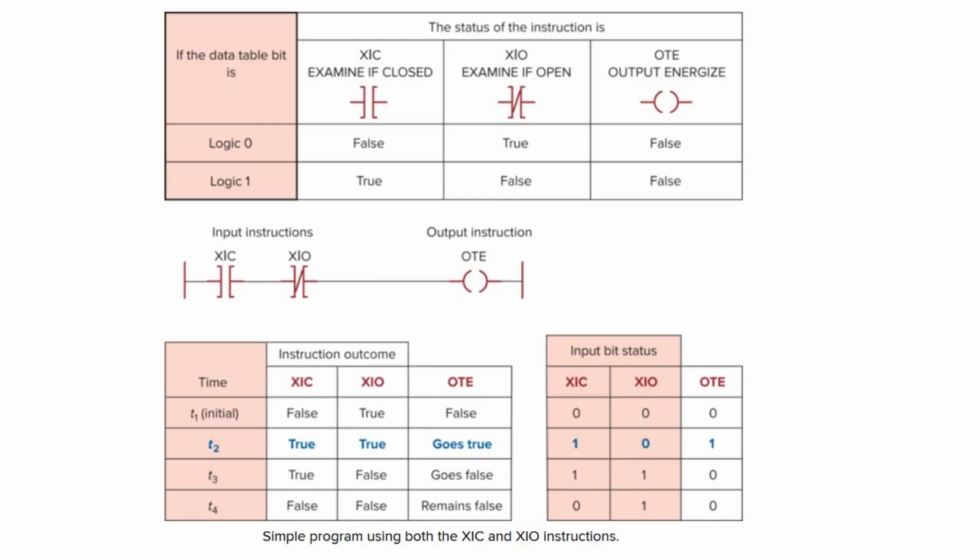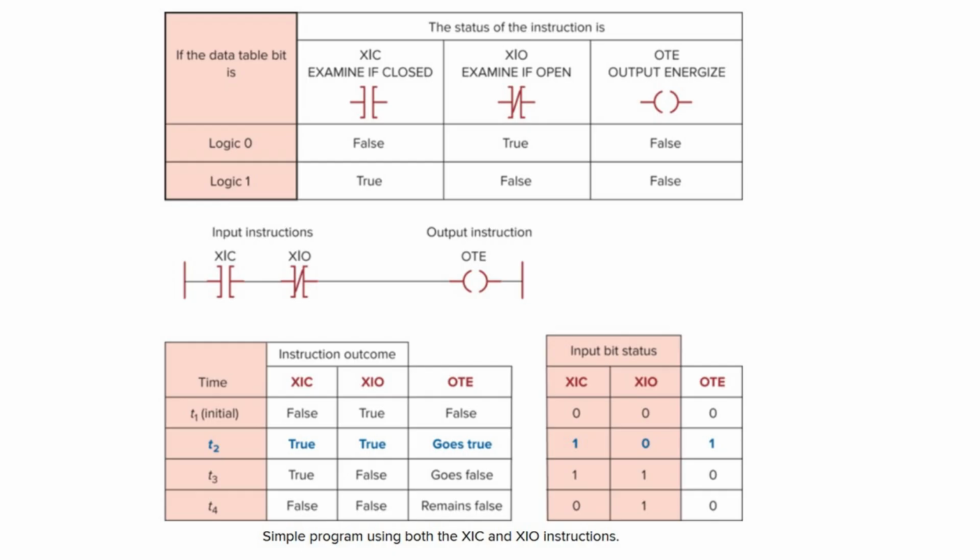This slide shows how the PLC evaluates the XIC, XIO, and OTE instructions step by step. At the top, you can see how each instruction responds to the bit value stored in the controller's data table. If the bit is 0, the XIC instruction is false, the XIO instruction is true, and the OTE instruction is off. If the bit is 1, the XIC instruction becomes true, the XIO becomes false, and the OTE stays off unless both input conditions are true at the same time. In the ladder rung shown in the middle, the XIC and XIO instructions are connected in series, controlling the output coil OE. This means both instructions must be true for the output to energize.